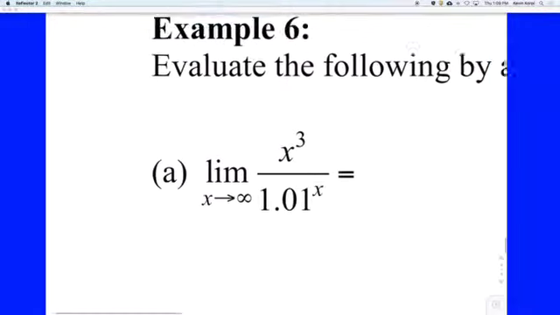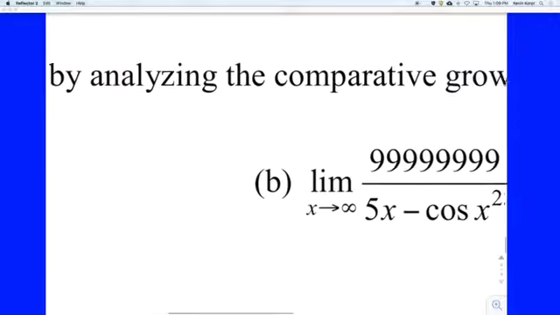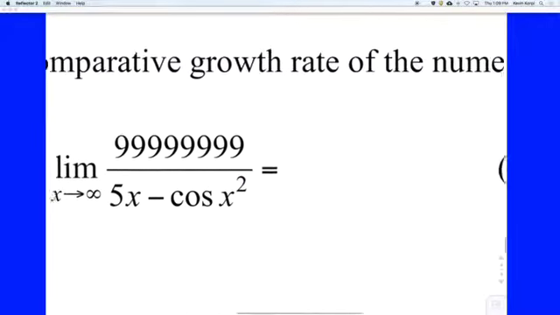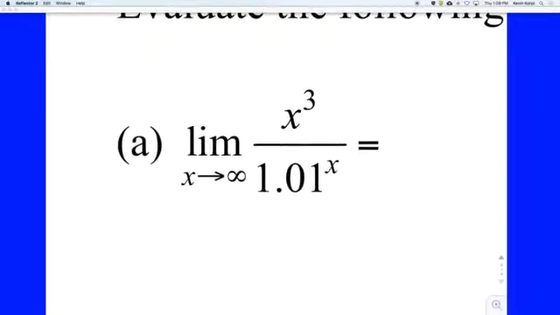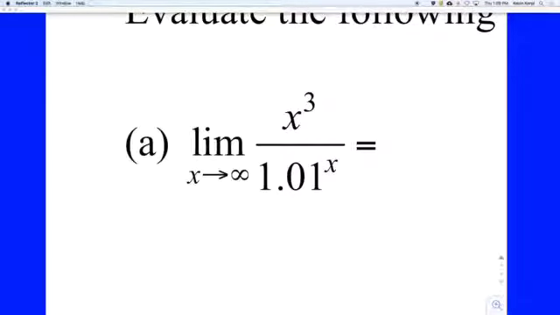All right, example 6. Let's try it out. Evaluate the following by analyzing the comparative growth rate of the numerator and the denominator. So, again, when you have an end behavior limit, whether it's plus or minus infinity, and you're analyzing a ratio of two functions, all you have to do is see which one grows faster. If the top grows faster, it's some type of infinity. If the bottom grows faster, it's always going to what? 0. And if they grow at effectively the same rate, it's always the quotient of their coefficients, okay?